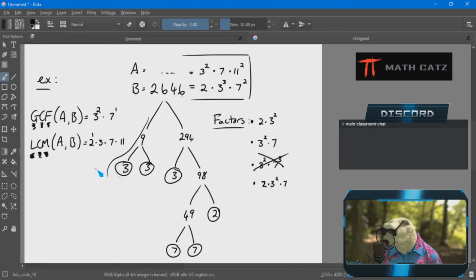1, 2, 3s? I want to make it as small as possible. But if I don't allow 3, B won't fit. So it's the lowest I can go. 7? Yeah, I'm going to have to go 2, or B again won't fit. A says, yeah, I'm fine with 1, 7. No big deal. But B needs both. And 11, no. A says, I need 2 11s, or I am not going to fit, and I'm going to be a very grumpy A. And there we go.